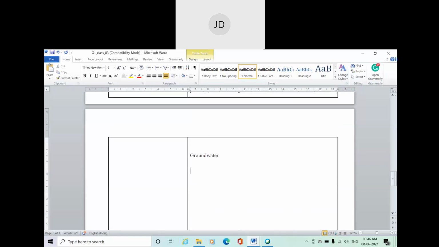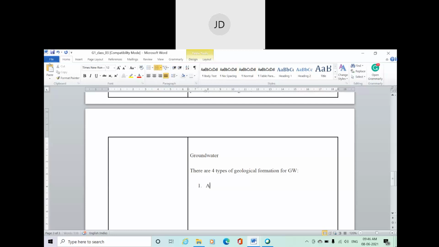Groundwater is basically found in four types of geological formation. Sorry, four types of geological formation for groundwater. So do you know what are the four types? क्या क्या है?